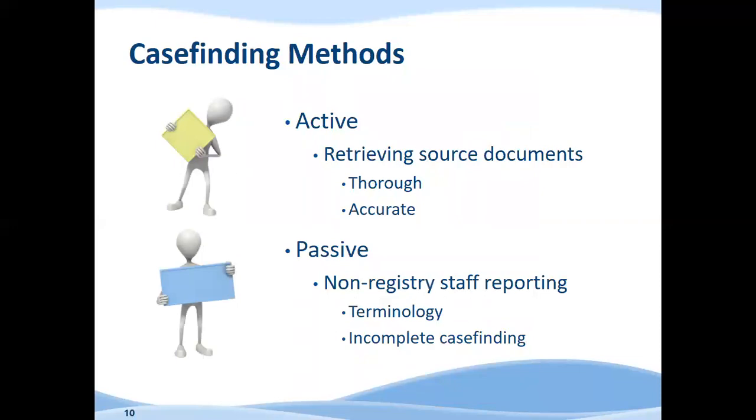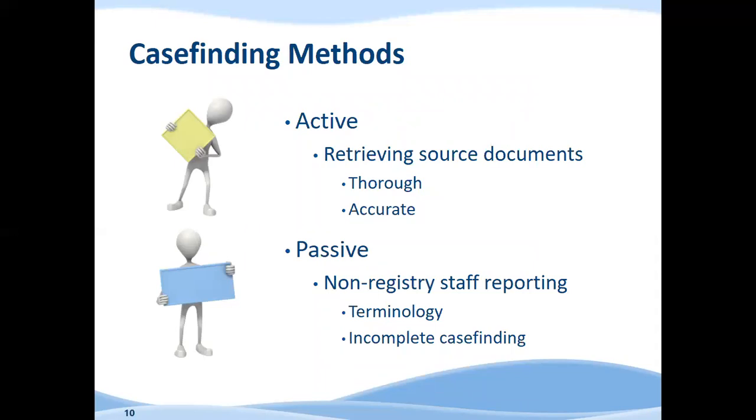There are two types of case finding methods used by registries, active and passive. Now, active case finding involves registry personnel retrieving source documents such as pathology reports or radiation oncology reports. The benefit of active case finding procedures is that this method is more thorough and accurate than passive case finding. Registry personnel have knowledge of criteria and terminology to recognize reportable cases.